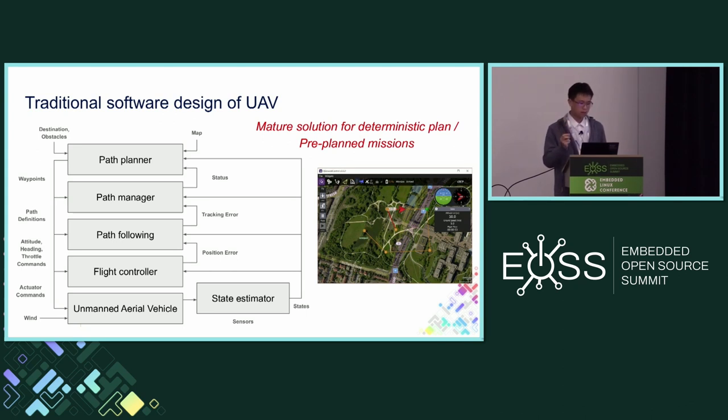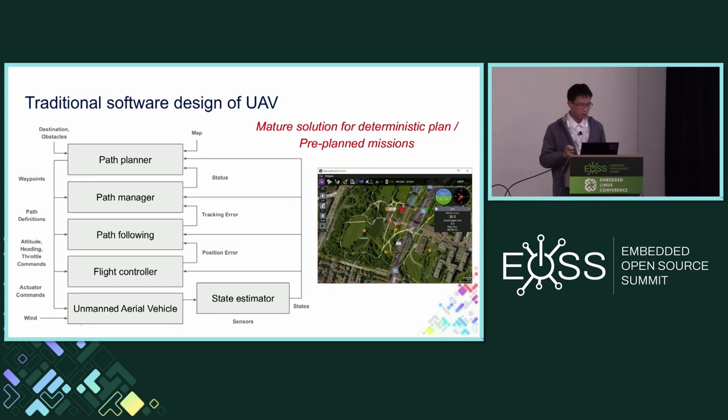like velocity or orientation. We also have a path-following algorithm which provides a smooth trajectory to the controller, so the controller can minimize the position error on these trajectories. Also, a path manager's job is to store waypoints or high-level missions and provide these waypoints to the path-following algorithms.